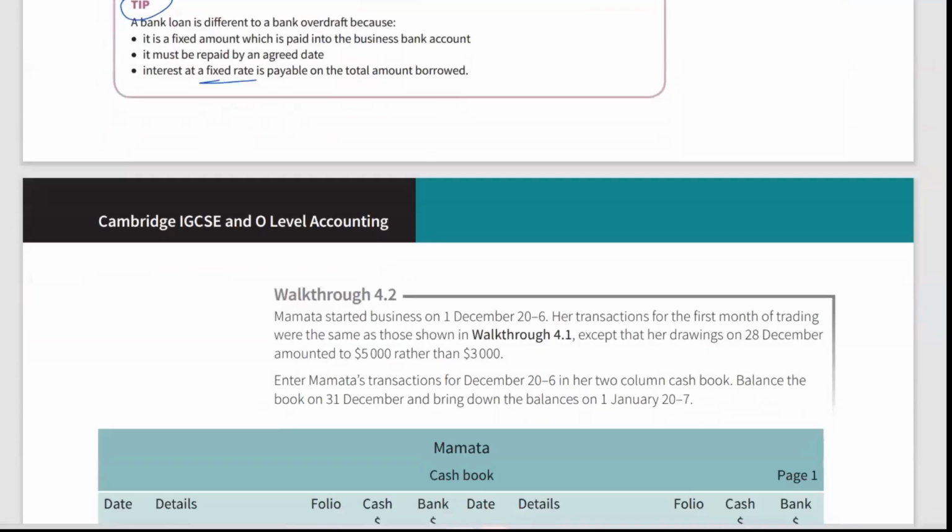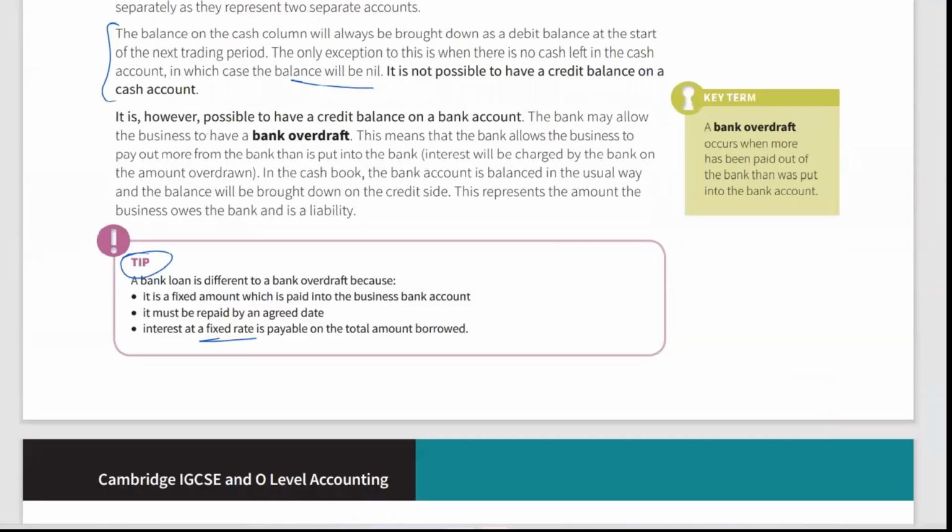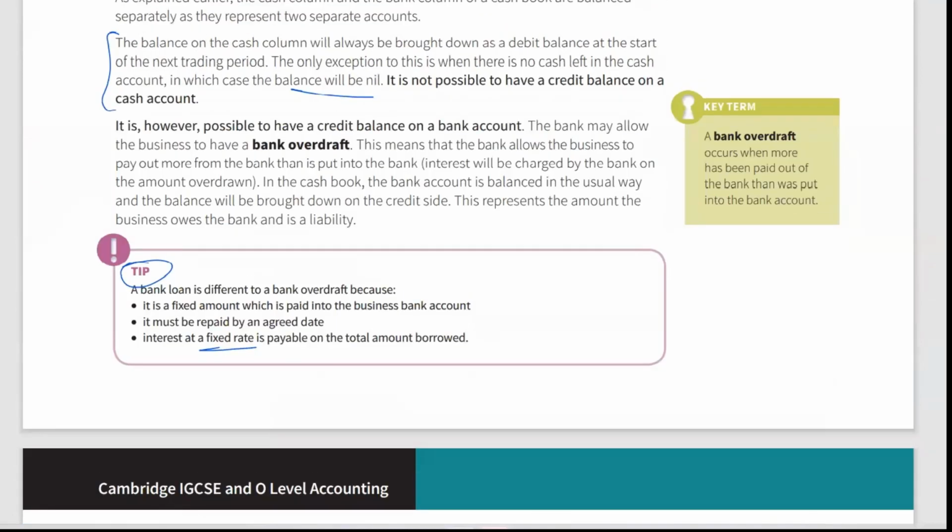On overdraft, by the way, you may not even have interest, but in a bank loan, you will most likely, I mean, almost certainly have an interest. The reason is how would the bank make the money? The bank exists and it gives you the loan. It wouldn't give you a 50,000 loan and ask for nothing in return, right?